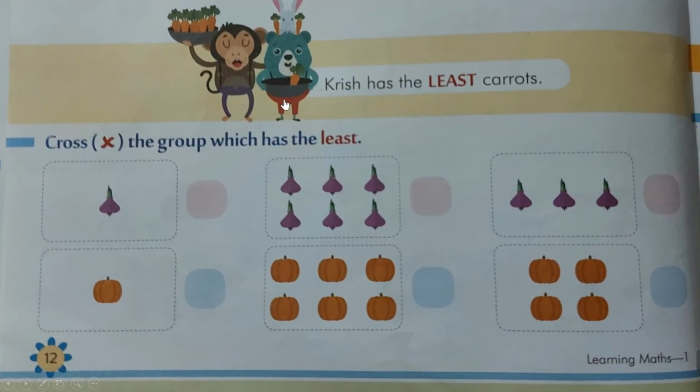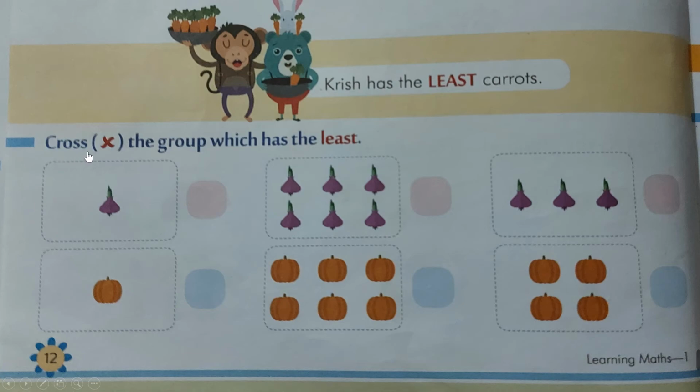See this image, children? Who are there here? Yes, Kinney, Krish, and Rabbit. They are having carrots with them. Who has the least carrots among these three? Krish has the least carrots. Now let us do the exercises.